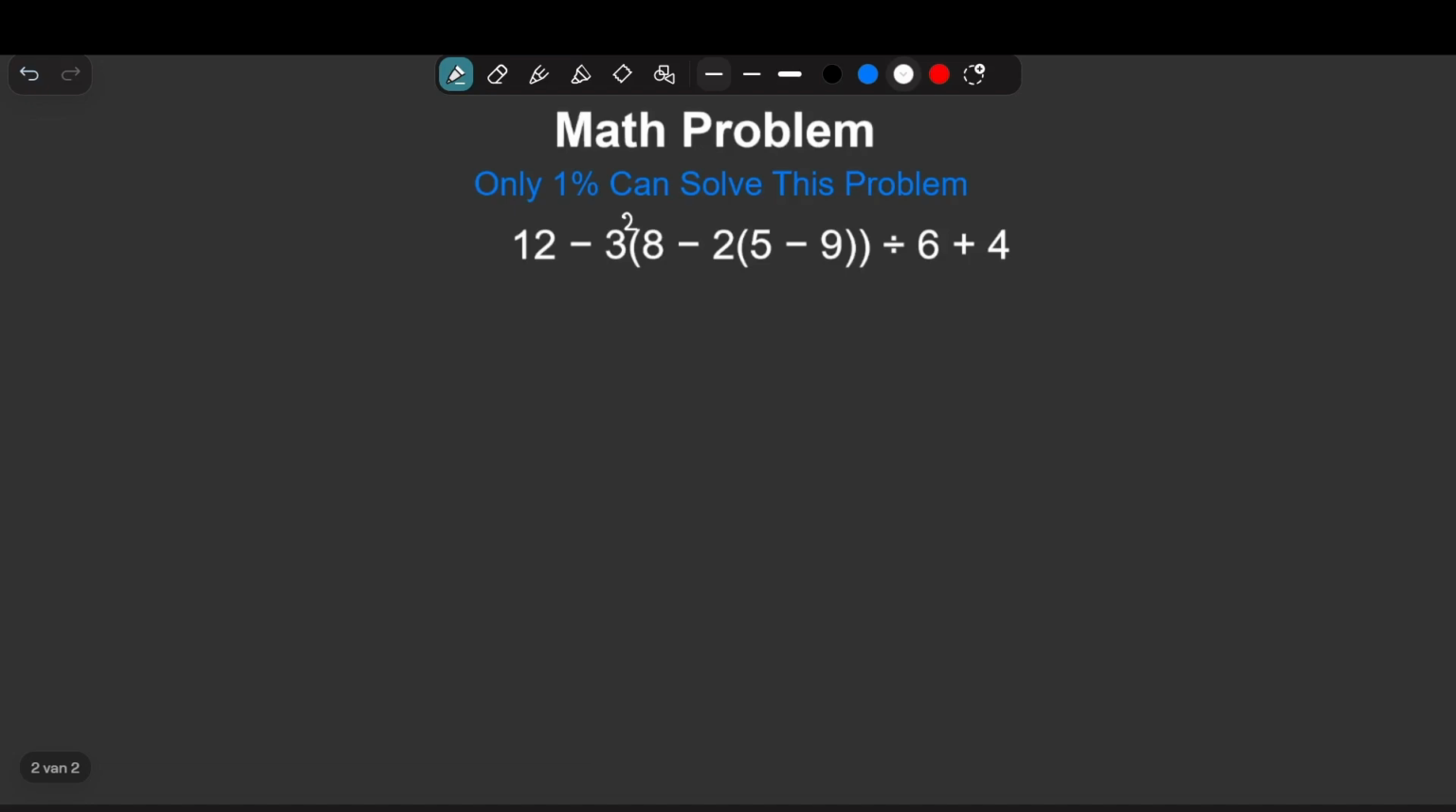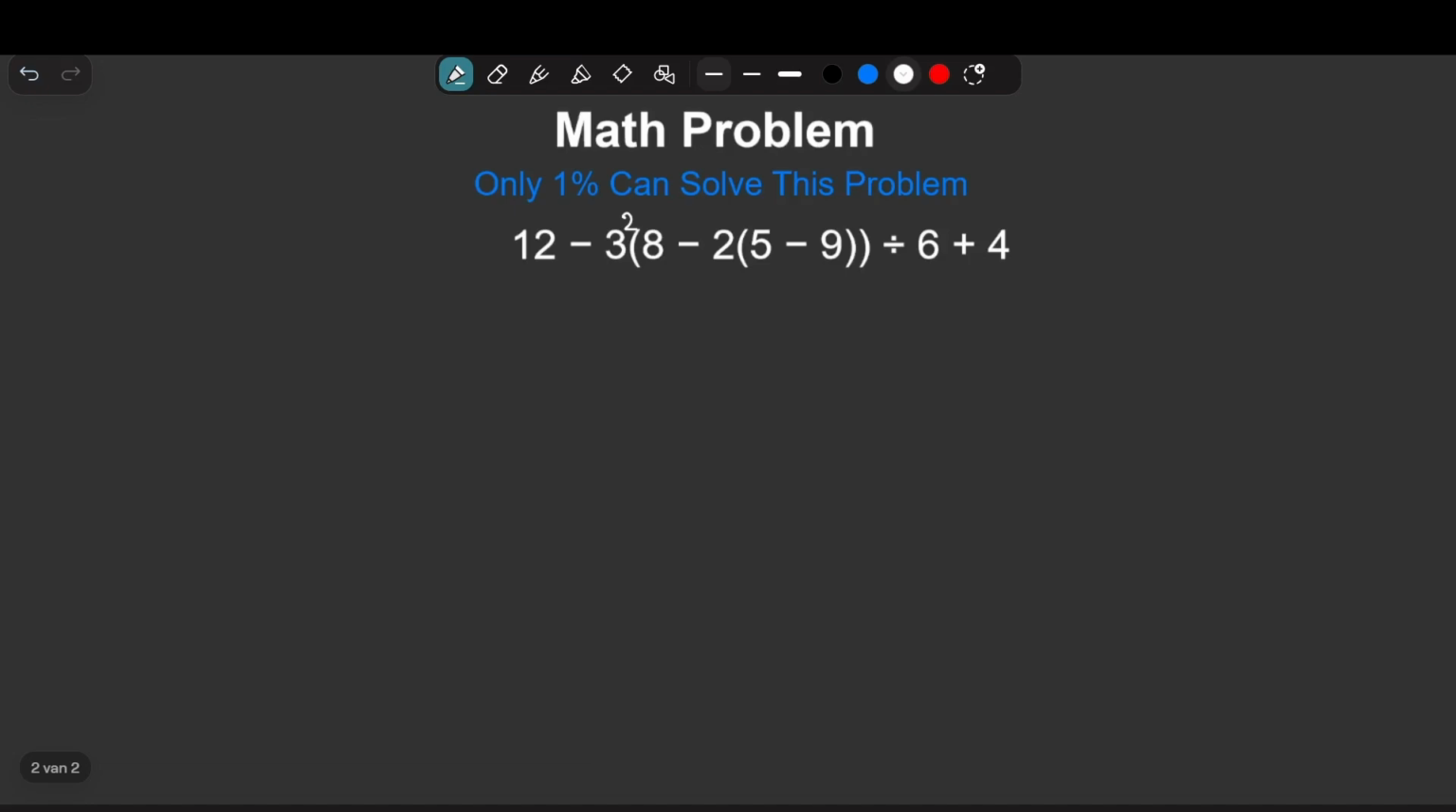So I will give you 3 seconds to pause the video and solve it yourself. 1, 2, and 3. So now we're gonna start slowly. Most people mess this up because they rush. They forget left to right or they panic when negative shows up. This problem isn't hard. It's basically just careless mistakes that make the problem hard.